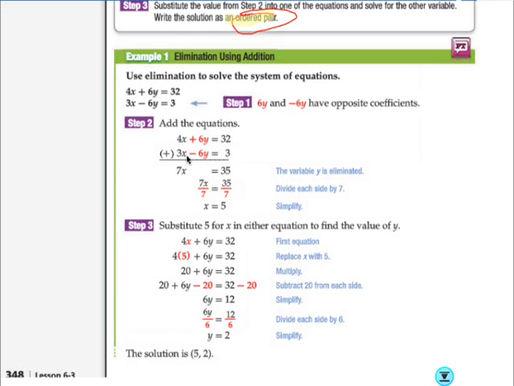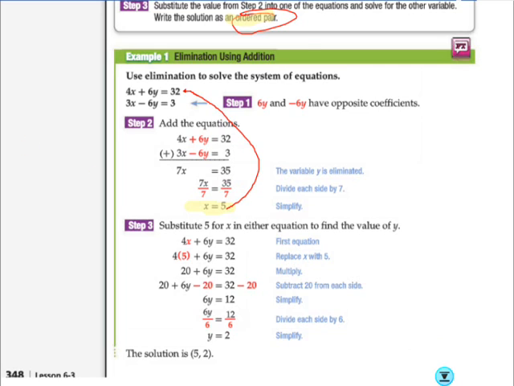When we add 4x and 3x, we get 7x. 6y and negative 6y add up to 0, and then 32 plus 3 is 35. From here, we solve the equation 7x equals 35, and we get x equals 5. Then we take this x equals 5 and substitute it back into either one of the equations. It doesn't matter which. The book substituted into the first one, so no big deal. Then we solve for y, so the solution is (5, 2).